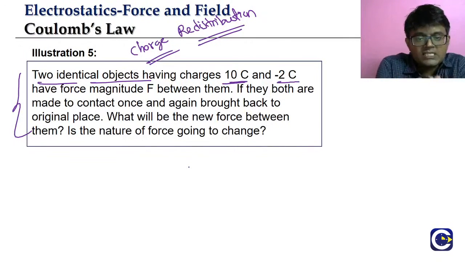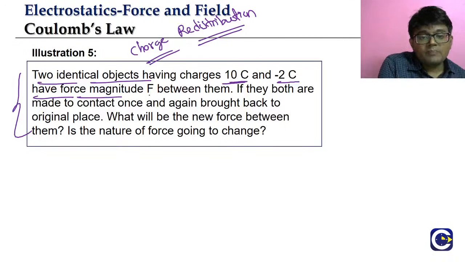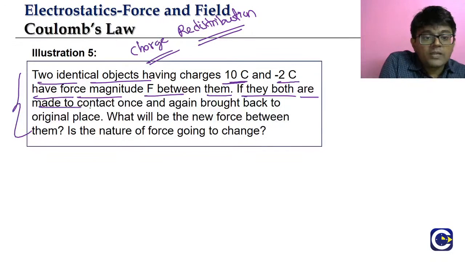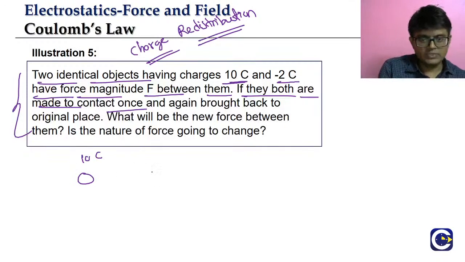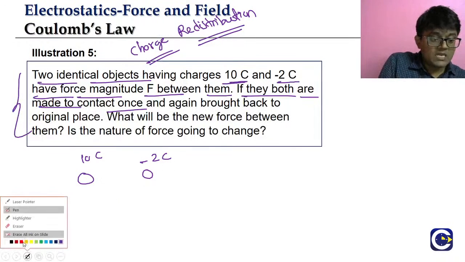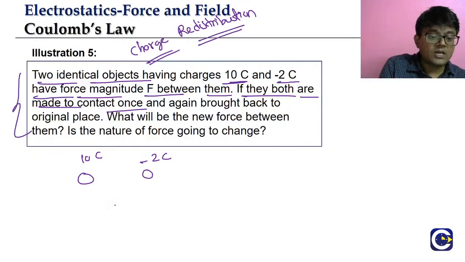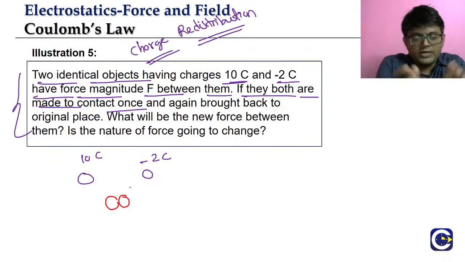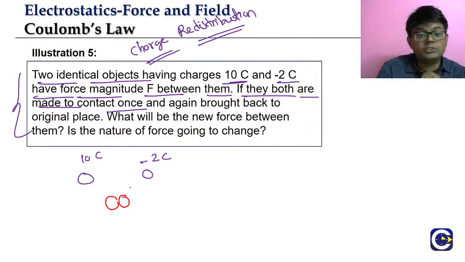One object has 10 coulombs, and the other object has minus 2 coulombs. Both these objects are identical objects and have force of magnitude F between them. Between the two charges, the force magnitude is F. If they both are made to contact once, look here, this is the 10 coulomb charge and this is minus 2 coulomb. First we make them contact, and what happens? There is going to be charge redistribution.